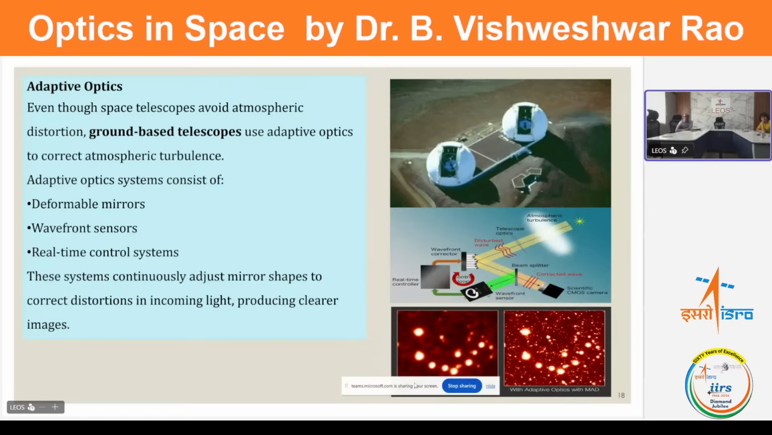You can see there is a difference with adaptive optics and without adaptive optics in how the stars are imaged. There is a correction of the wavefront using the deformable mirror.